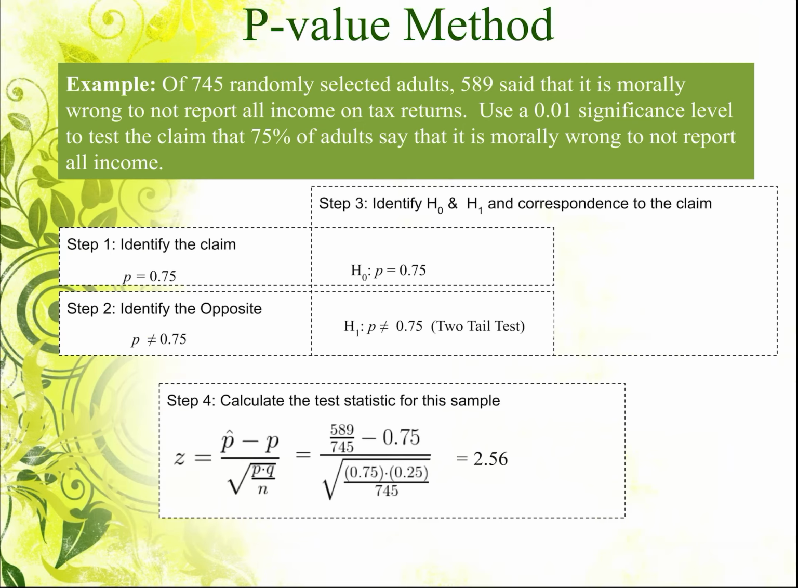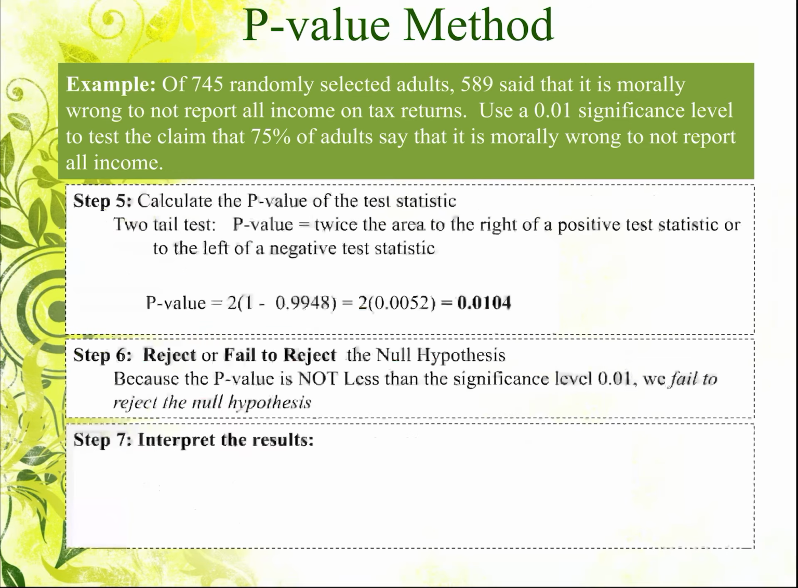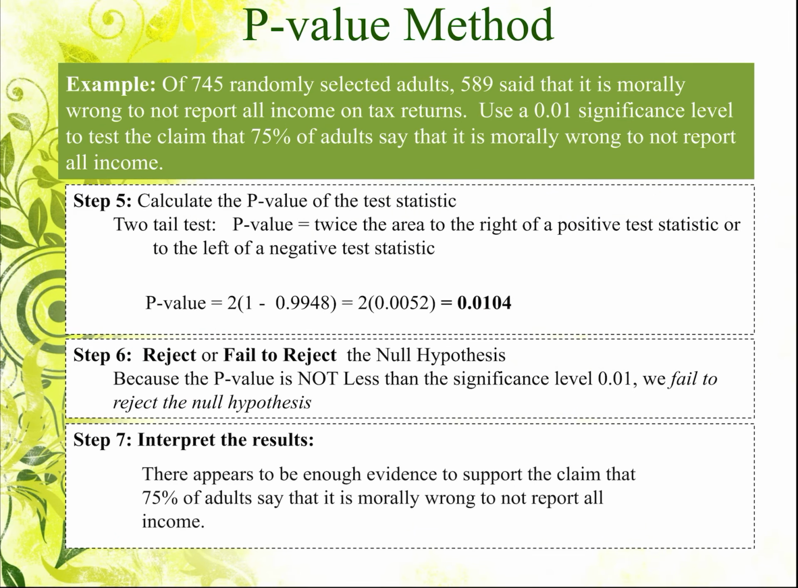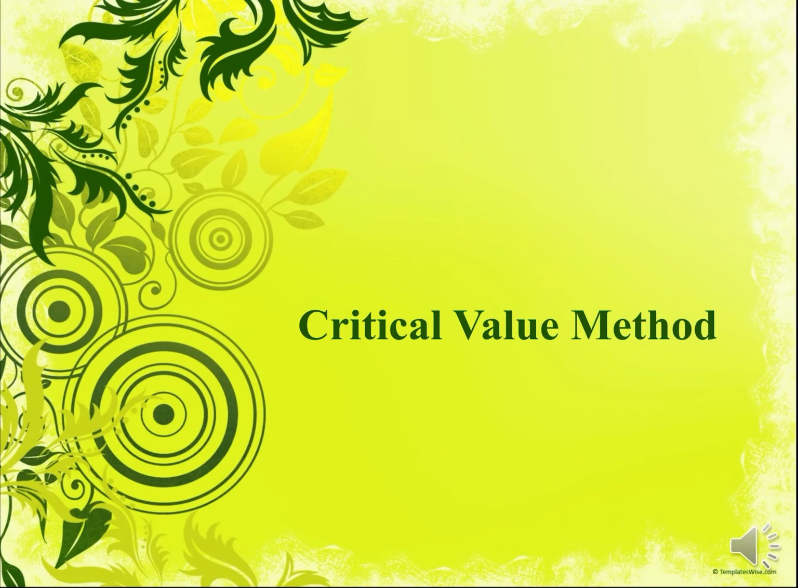And again, I want to go back to the previous slide. If we fail to reject the null hypothesis, that means we will reject the alternative hypothesis. So the claim of the null hypothesis, p being equal to 0.75, is supported. In other words, there does appear to be enough evidence to support the claim that 75% of adults say it is morally wrong to not report all of the income.